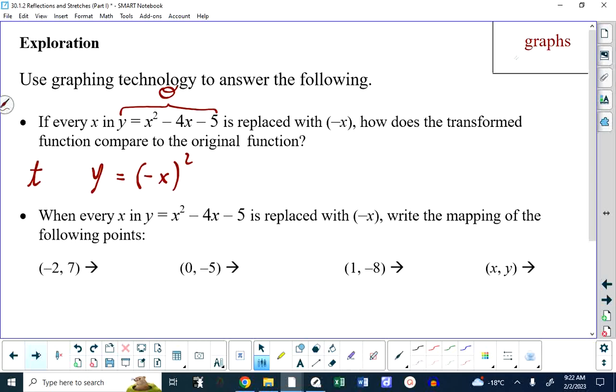When you substitute, you always put brackets. Always. You don't need to always, but always putting it is always right. Never putting it is sometimes wrong. Okay? Cover your bases and always do it right. Minus 4 times negative x minus 5.